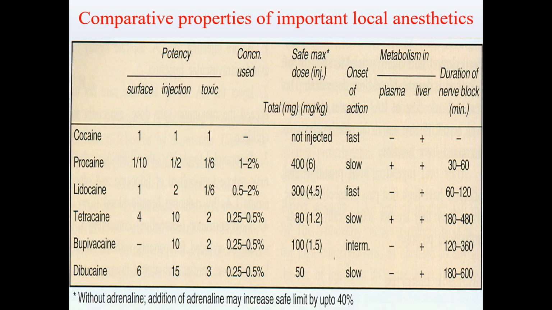And on this slide, you can see comparative properties of important local anesthetics according to their potency, concentration used, safe maximum dose, and metabolism. For example, for cocaine, procaine, lidocaine, tetracaine, bupivacaine, and dibucaine. If used with adrenaline, addition of adrenaline may increase safe limit up to 40%.